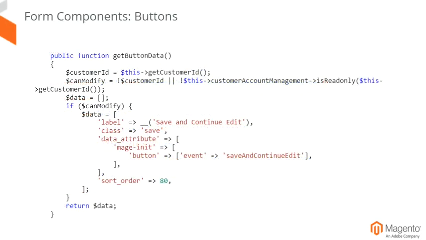Continuing the code example, Button implements ButtonProviderInterface, which is Magento\Framework\View\Element\UiComponent\Control\ButtonProviderInterface. Note the additional button properties included in the data attribute element of the getButtonData result.